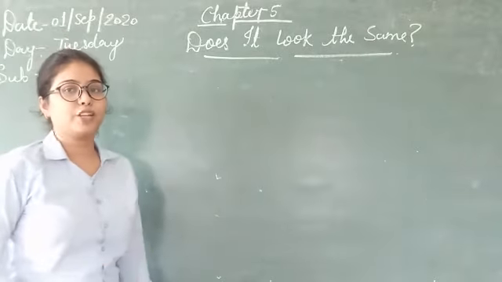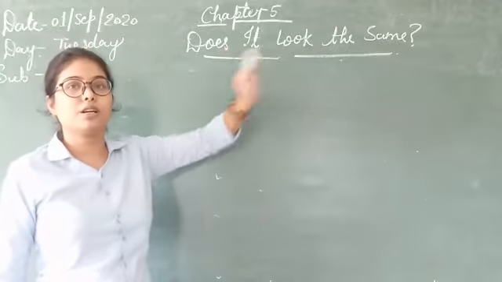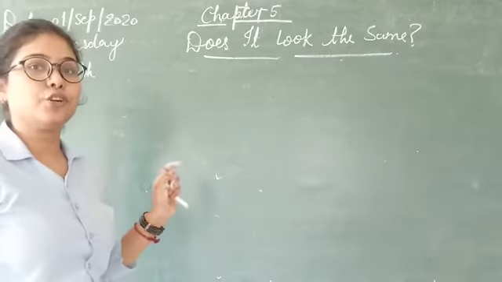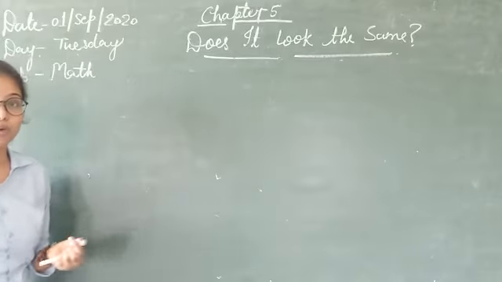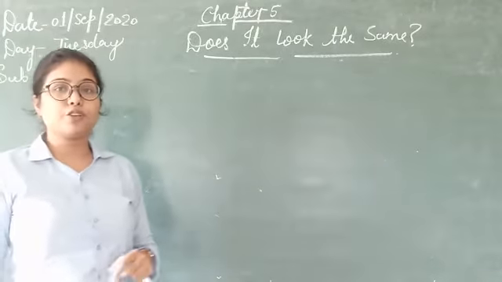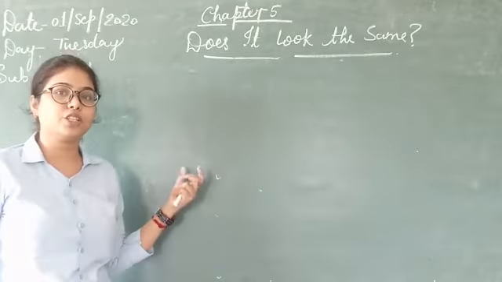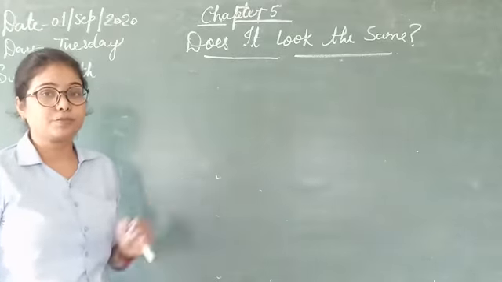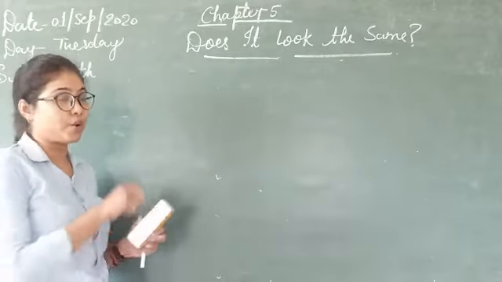Hello students, as we know, we are doing chapter number 5, "Does it look the same?" In our last video we started the chapter, and today we are going to learn about rotation. That means when we rotate different types of shapes, what differences can we see? So here I am going to show you some different types of shapes and their rotation.